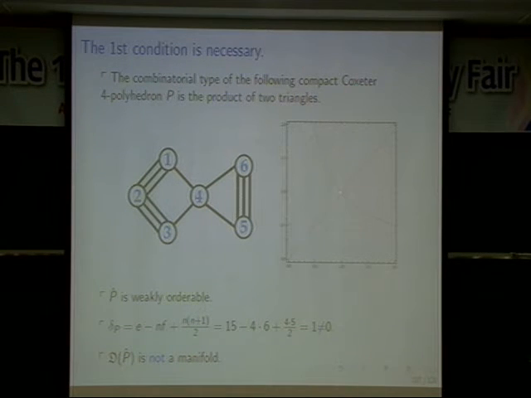This point, 1.1, is a hyperbolic structure. And looking around this hyperbolic structure, we can see that the deformation space is not a manifold.